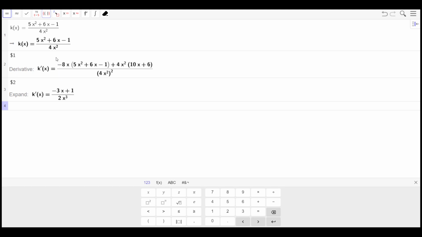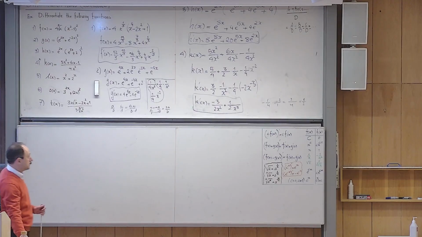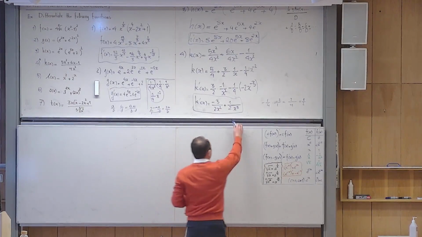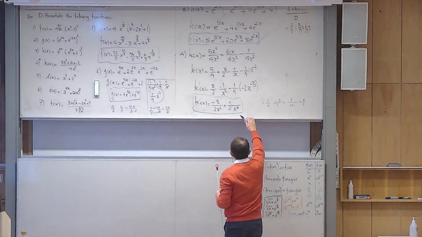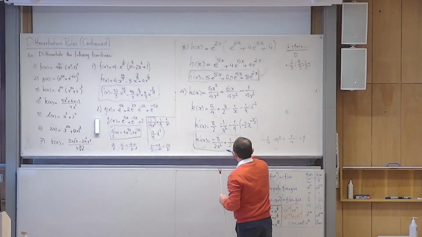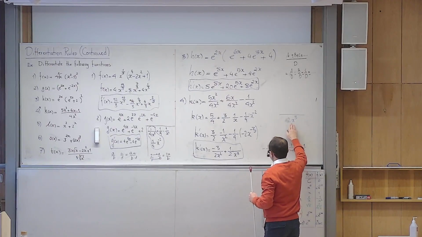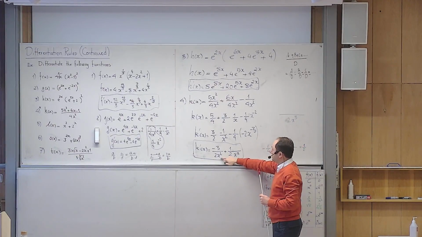GeoGebra provided the answer in this form because probably it is using the quotient rule. Okay? But it doesn't matter how GeoGebra gets the answer. This answer should match with mine. So let me go back to the board and see that this answer matches mine. But of course, in the exam, you just stop there. It doesn't matter. But if you want to continue, how do you continue? You take the common denominator. The common denominator is 2x cubed. And 2x cubed divided by that is x times.